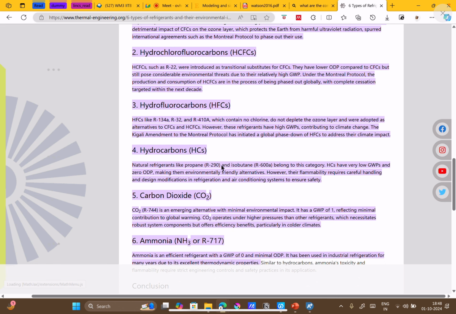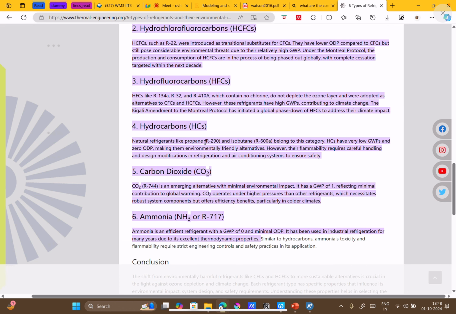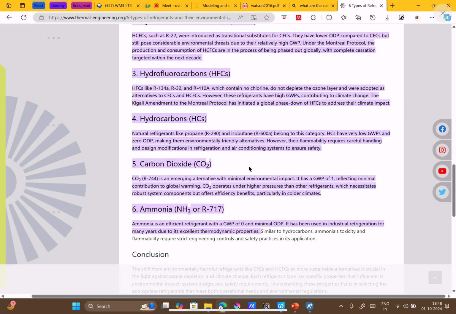Hydrofluorocarbons. So natural refrigerants like ammonia can also be used. Ammonia is the best refrigerant. Yeah, this is just an example. See, here they have used hydrocarbon as a refrigerant. Natural refrigerants like propane and isobutane belong to this category. A combination of propane and isobutane can also be used alone as a refrigerant.